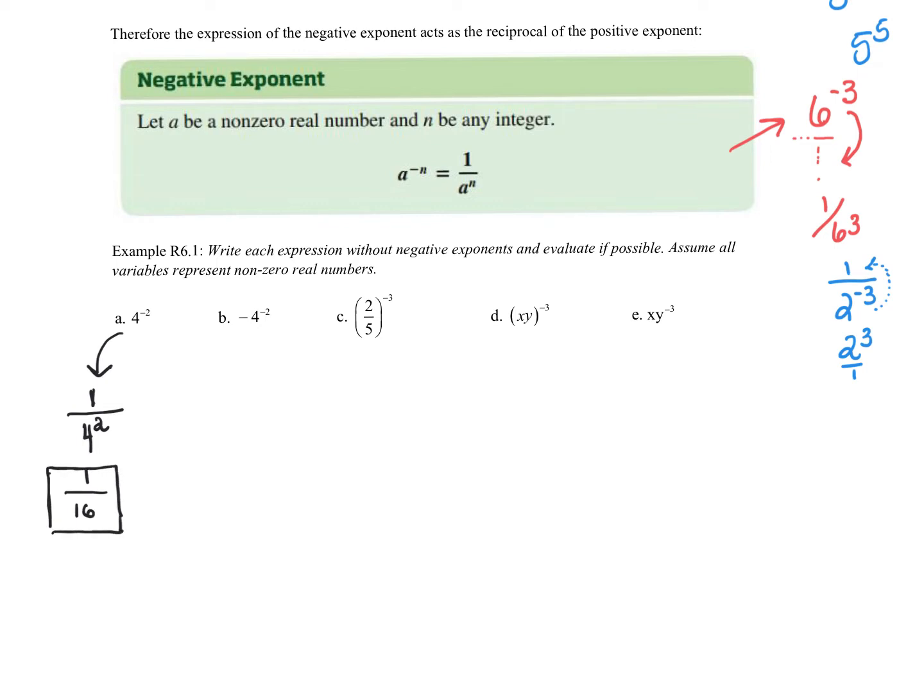Letter B is a little bit different because I have a negative out front. And this power right here is only on my 4. It's not on my negative. So let me rewrite this as negative 1 times 4 to the negative 2 power. And then it's just the 4 that goes down to the bottom because its exponent is negative. So my negative 1 stays in the top. It does not have a negative exponent, but the 4 goes down to the bottom and the power becomes positive. And then I have negative 1 over 4 squared, which is negative 1 over 16.